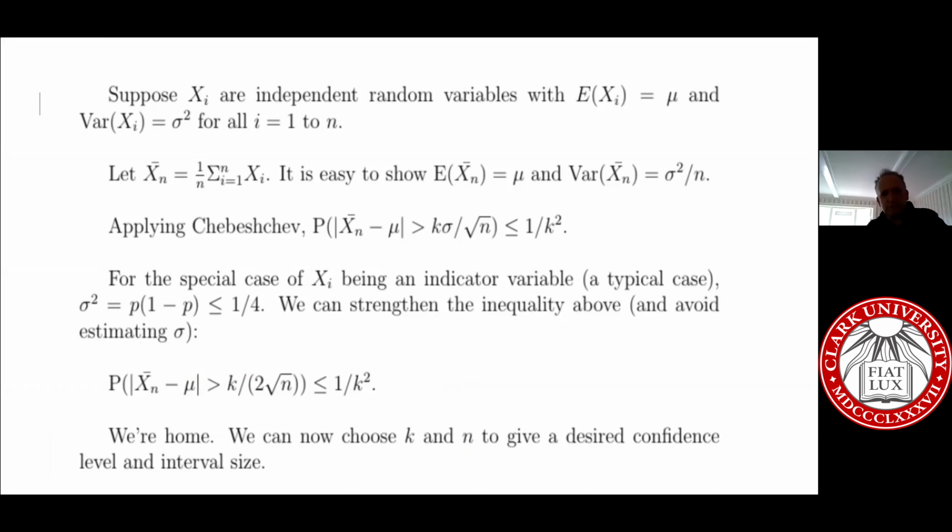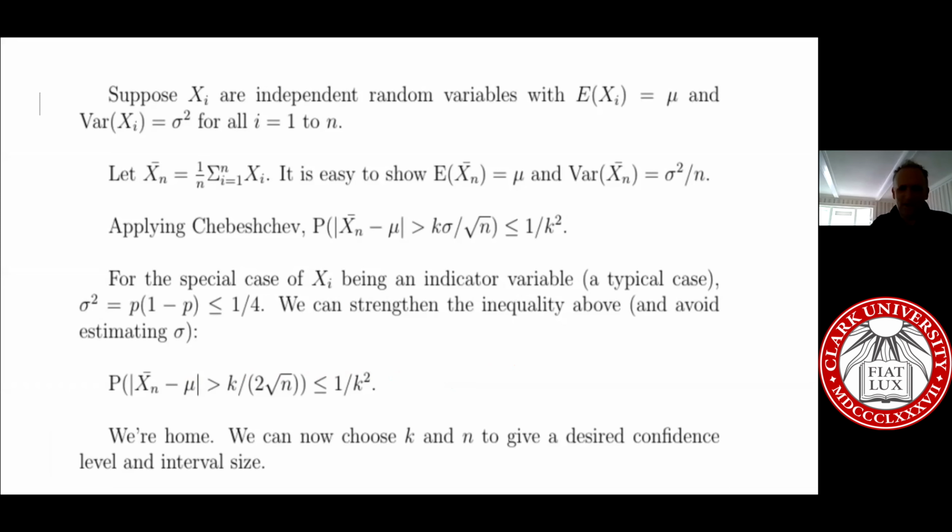So the probability that the sample mean minus the true mean is greater than any positive k over 2 square root of n must be less than or equal to 1 over k squared, with the only assumption of independence, which I feel fine with personally.